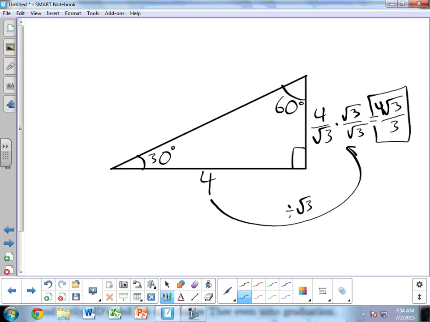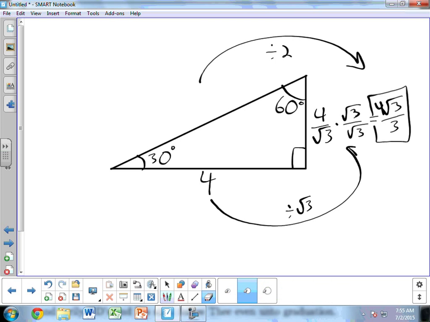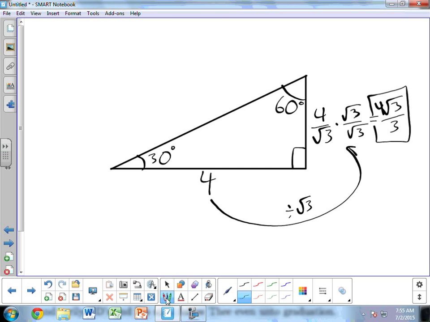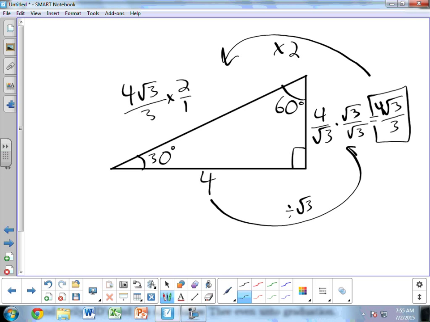Now, this being the short leg is half of the hypotenuse. So normally, to go from the hypotenuse to the short leg, we would divide by 2. Now, to go backwards, we do the exact opposite, and we are going to multiply by 2. So 4 square roots of 3 over 3 times 2, this will be times 2 over 1, equals 8 square roots of 3 over 3.